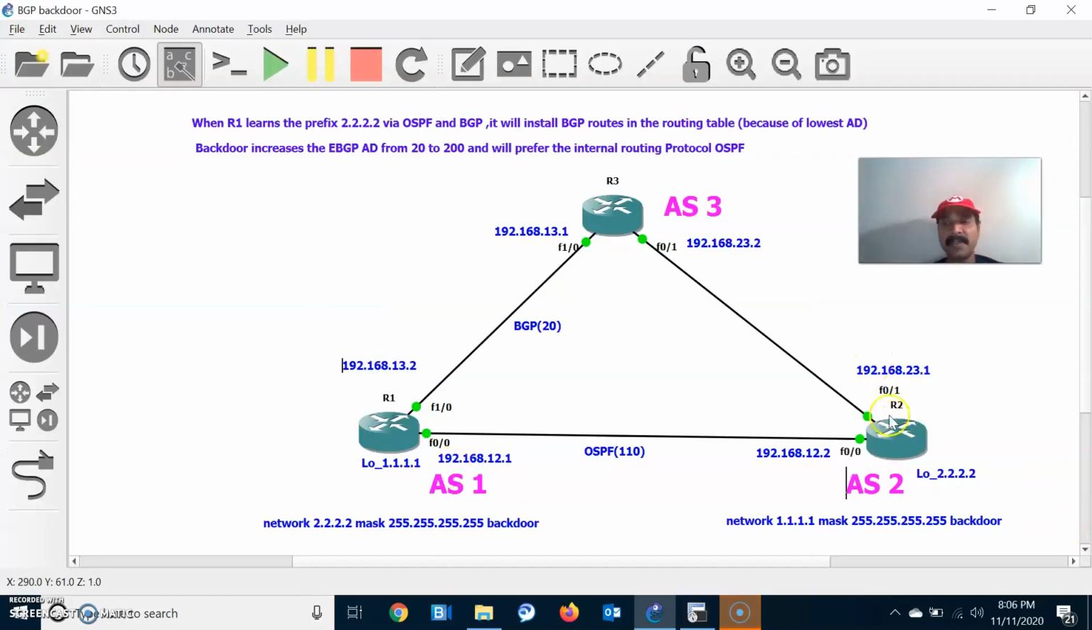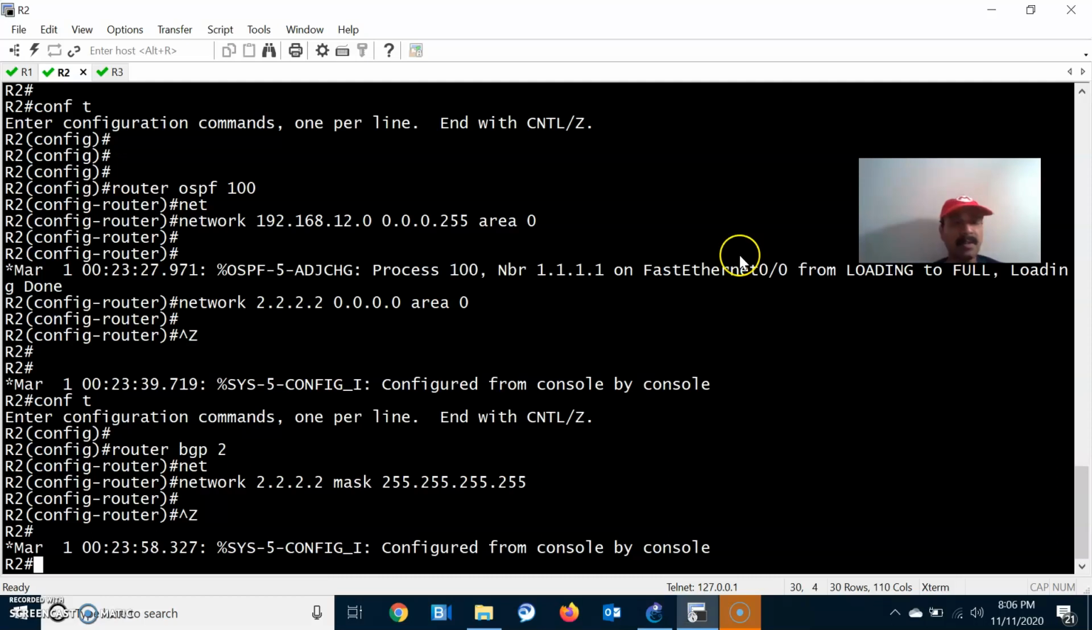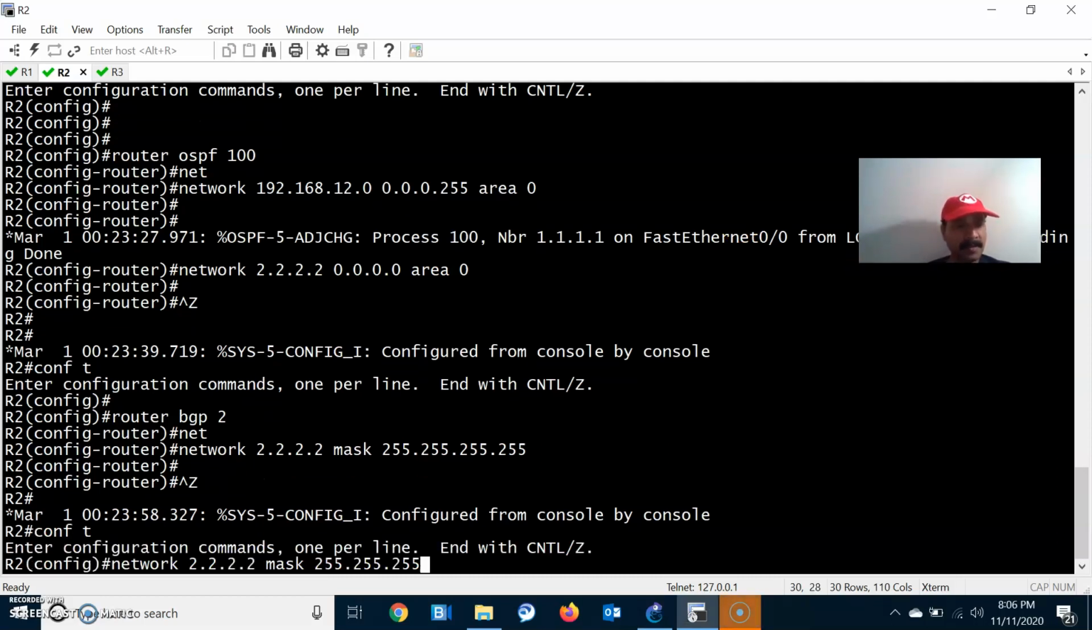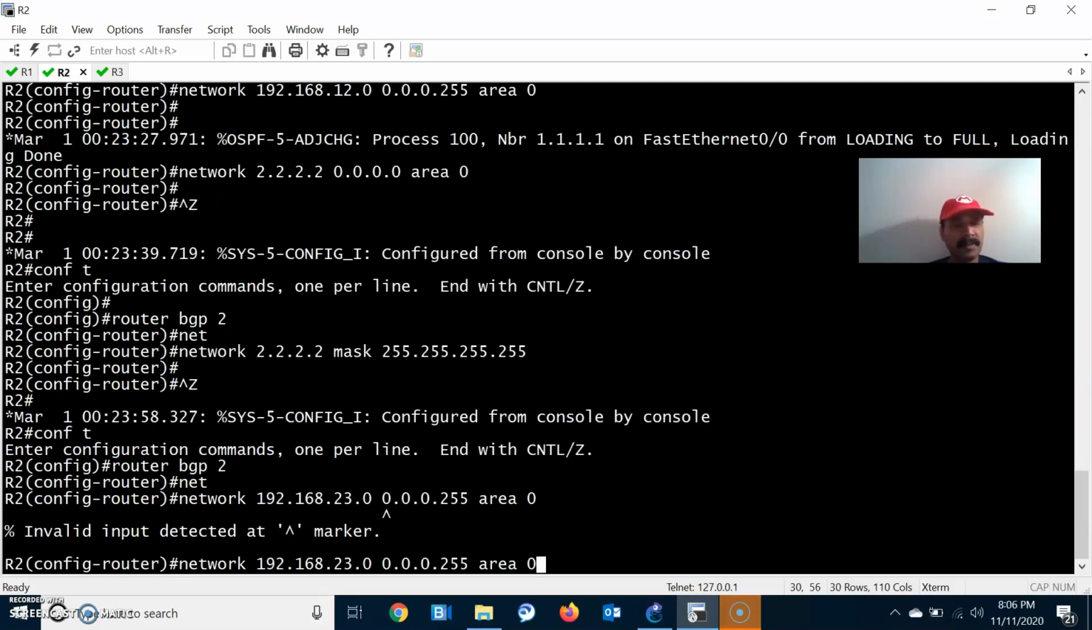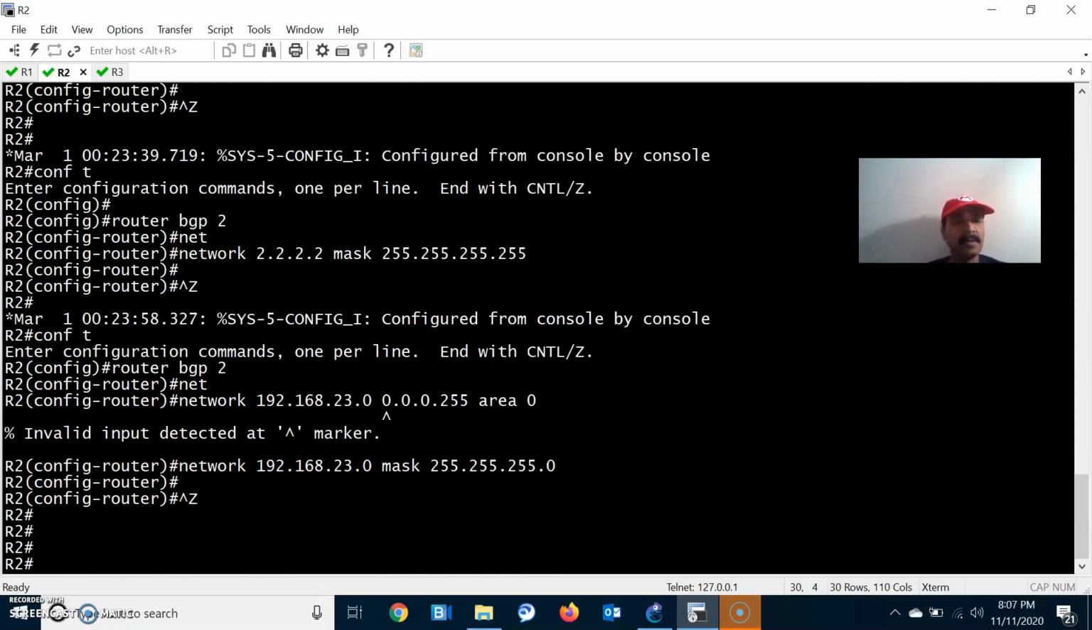Similarly, we have to configure this in BGP, right? So 23.0. Go to network 192.168.23.0, and sorry, it is the mask, right? So the mask is 255.255.255.0. So I advertise this also.